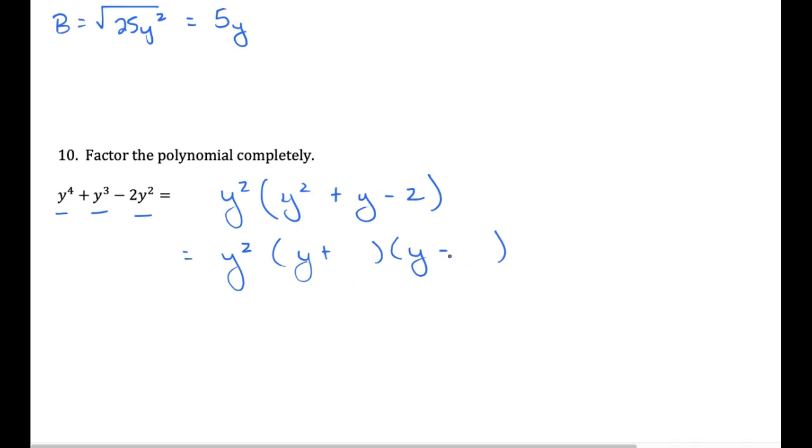So what can I choose that's going to multiply to be negative 2, and add to be 1? Well, I'm going to have 2 and 1, so 2 times 1. One of them has to be negative and the other positive. When we add them together, we want it to be positive. That means my bigger number needs to be the 2, and the smaller number needs to be the 1. So you can double check that and make sure you agree. All right, and that is your final answer because that does not factor any further.